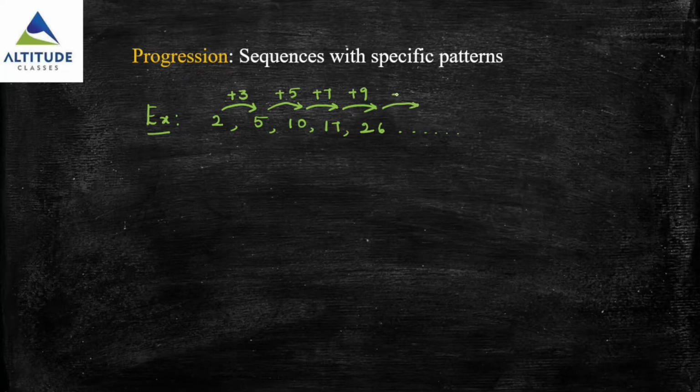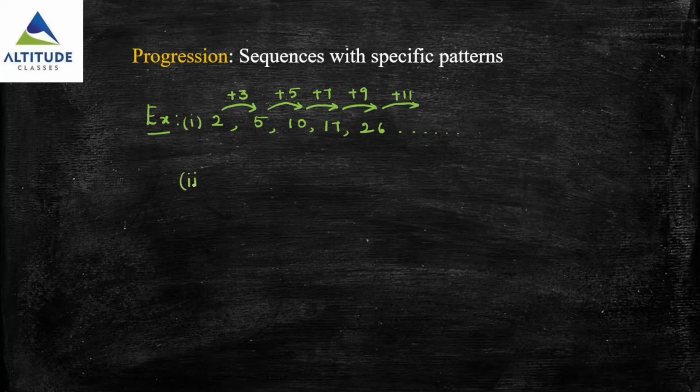We'll add 11. So if you add 11 to this 26, which is 37, that will be the next term in the sequence. Since the sequence is following some pattern, this is called a progression.